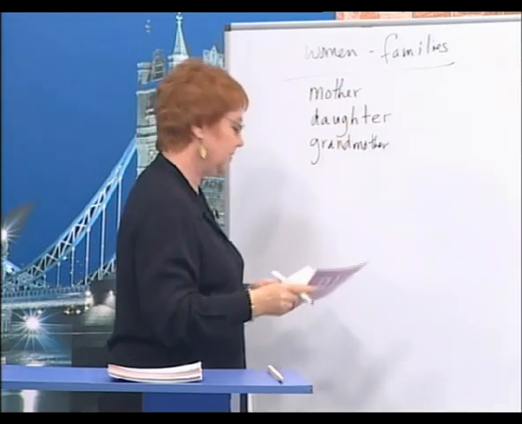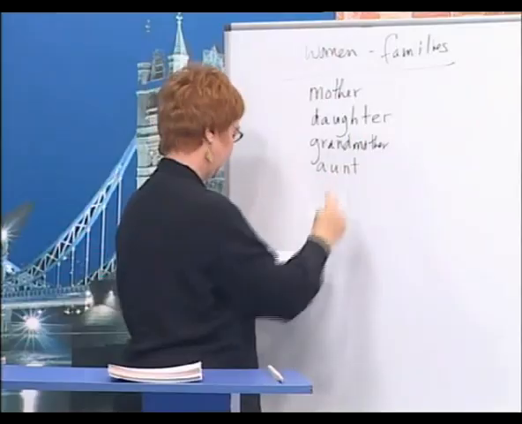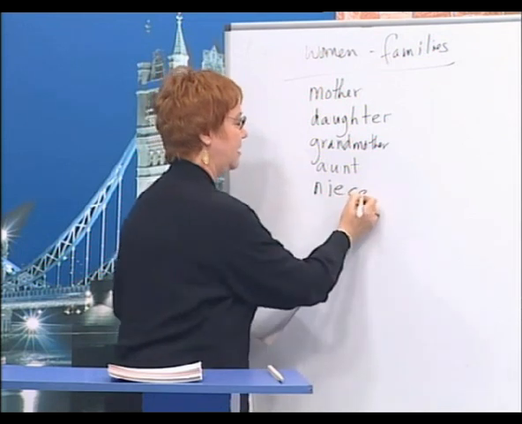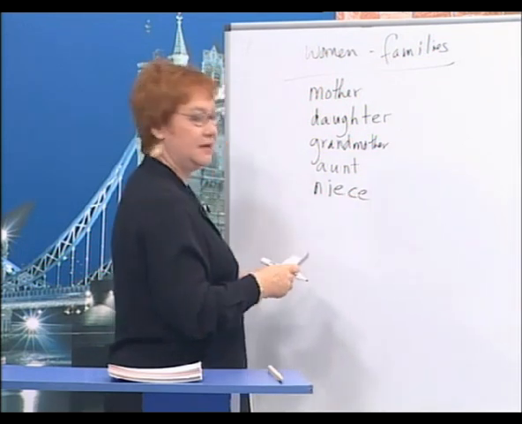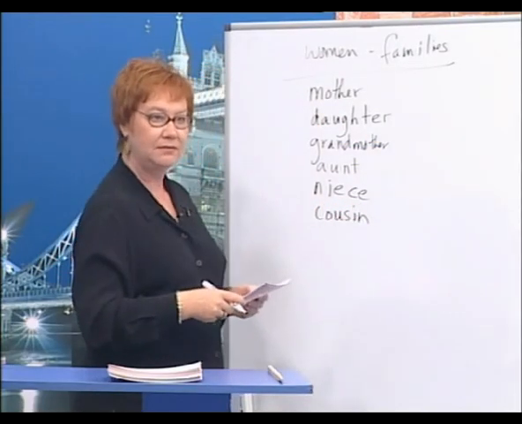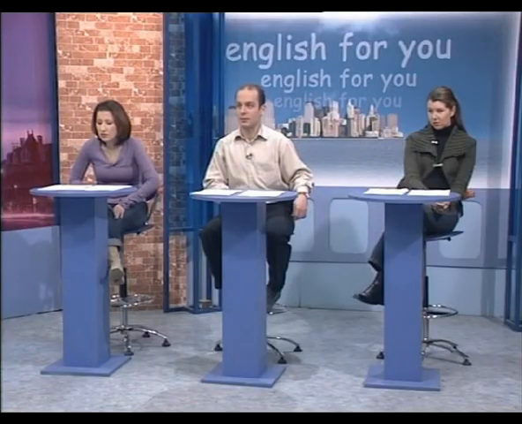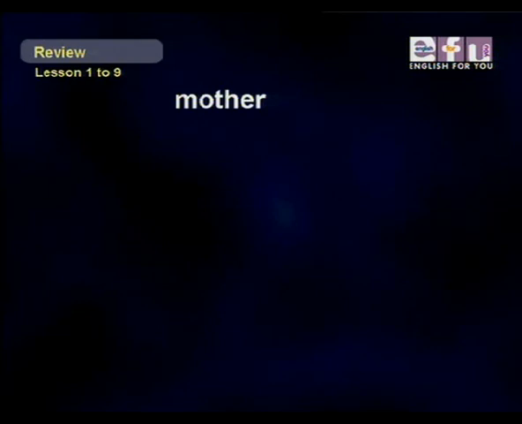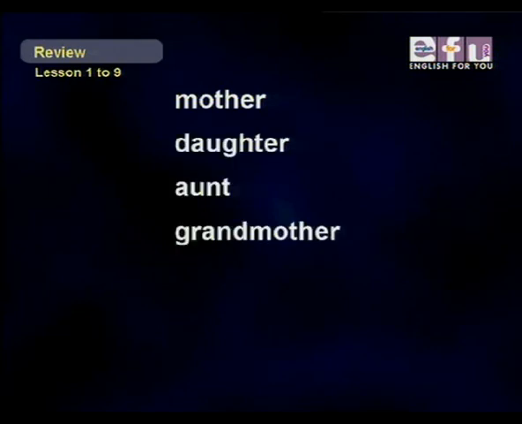All right. Now, Susan. Aunt. Spell it. A-U-N-T. Yes, good. Isabel, another one. Niece. Spell it. N-I-E-C-E. Yes, that one also is kind of hard. Ali. Cousin. Now, are cousins only women? No, they can be men or women. Isabel. Wife. Yes, good. Now let's look at our list. We have mother, daughter, aunt, grandmother, niece, cousin, and wife.